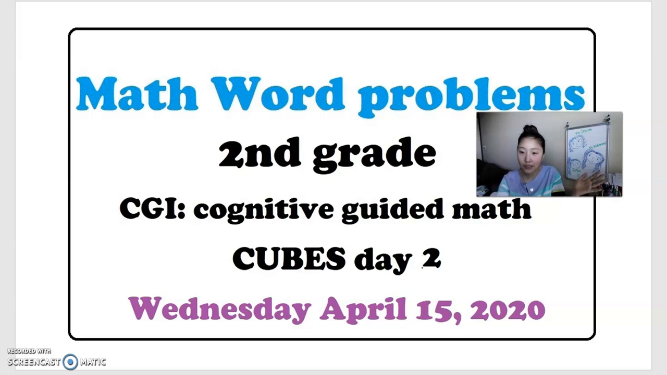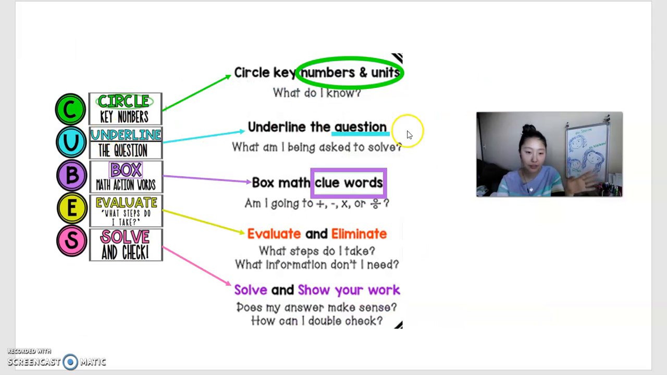Something that's going to help us in our later questions. So yesterday we went around to several different questions and we just circled the key numbers and the units. Today we're going to do our C and then we're going to do our U, which is underline the question.